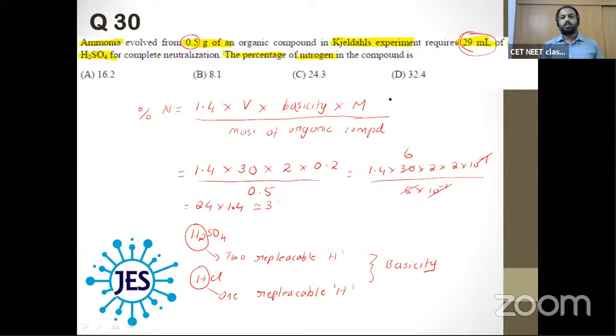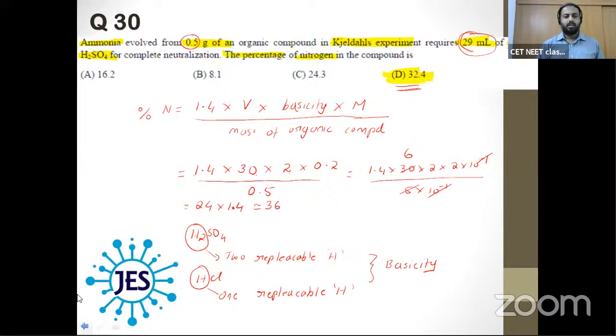The closest option to 36 is 32.4. So 32.4 becomes the answer. 1.4 into 30 into basicity 2 into molarity 0.2 divided by mass 0.5. 0.2 by 0.5 and 2 gives 5 and then 5 into 36 times 2 into 2 is 4, 4 into 6 is 24, 24 into 1.4 is almost 36. Closest is 32.4. Highlight 32.4. That is the correct answer.